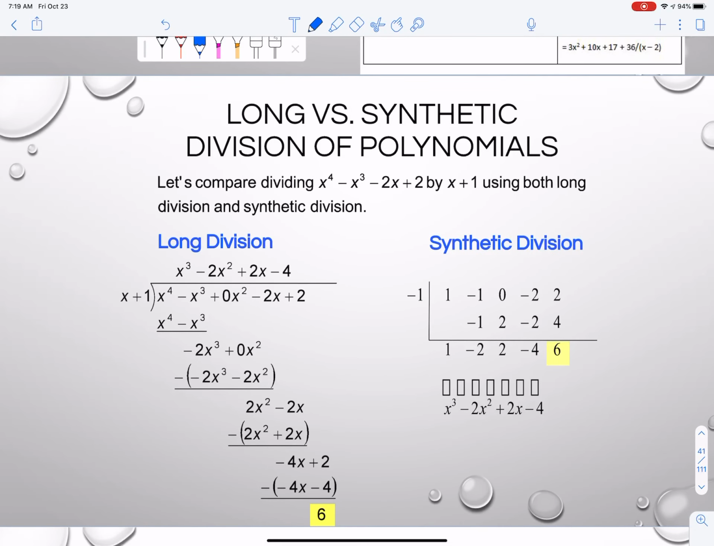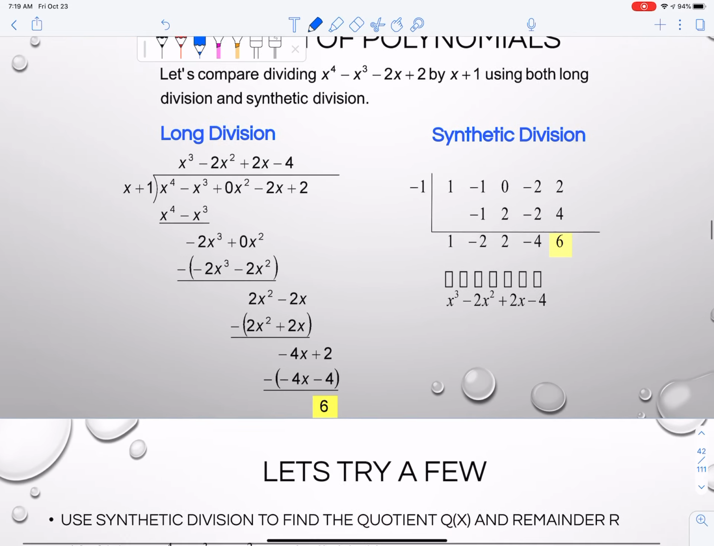So synthetic versus long division for the same two problems here. Here's a comparison of the work. Anytime I have the option, I always go to synthetic division. It's faster, it's easier, it's less work, it's less chances to make a mistake. Again, you need to know long division because you're going to have places and times where synthetic division will not be an option for us.